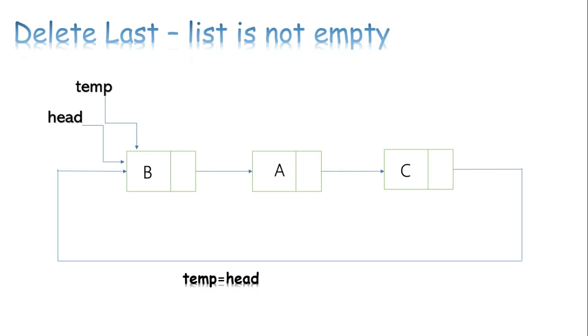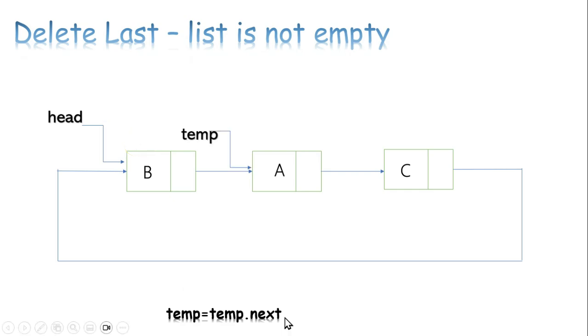The next job to do is to instruct the temp pointer to point to the node here. The instruction will be temp equals temp.next. By giving this instruction, the visualization will look like this. We will keep on telling temp to move to the next node until we find the last node.